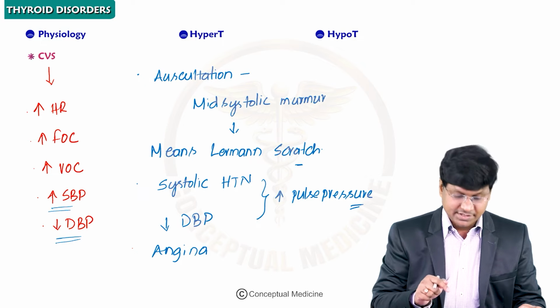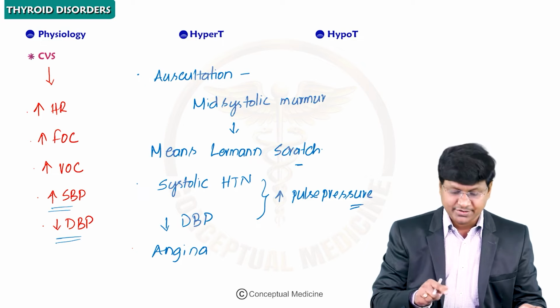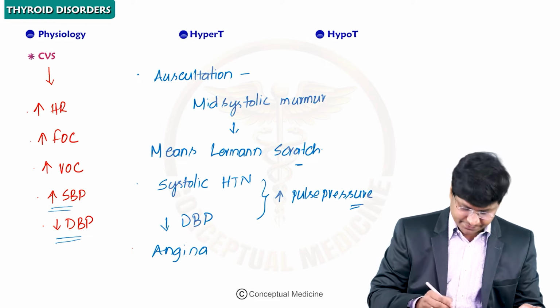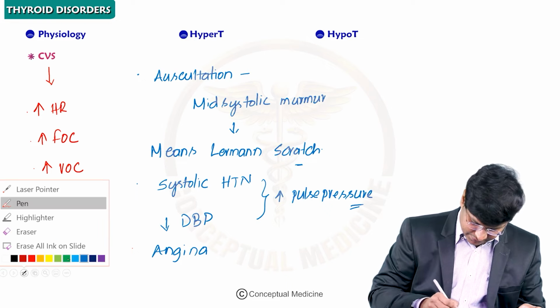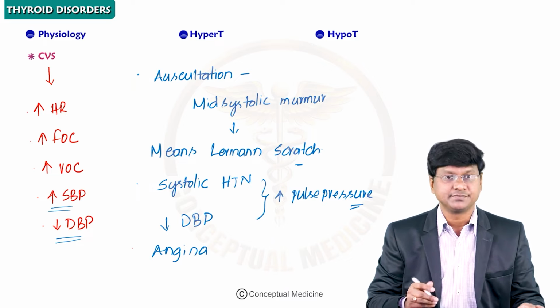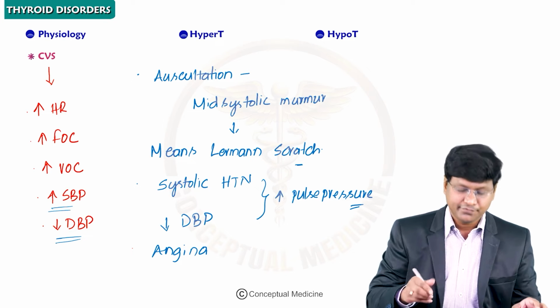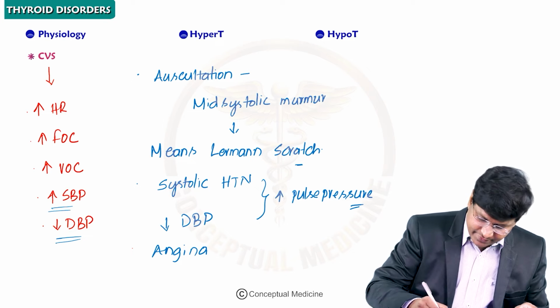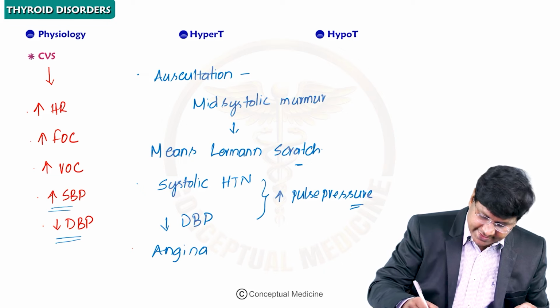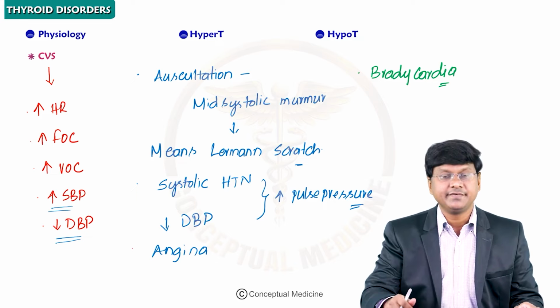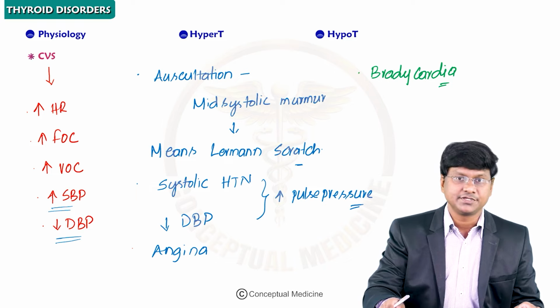Now, after having discussed the cardiac manifestations in hyperthyroidism, let me discuss the cardiac manifestations in hypothyroidism. In hypothyroidism, it will be exactly opposite to that of hyperthyroidism. First and foremost, the heart rate: the individual will have bradycardia. Thyroid hormone is the one which increases the heart rate, so if thyroid hormone is reduced, the individual will have a decrease in heart rate.